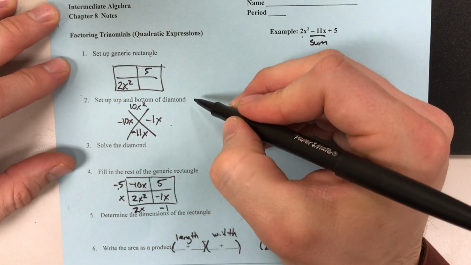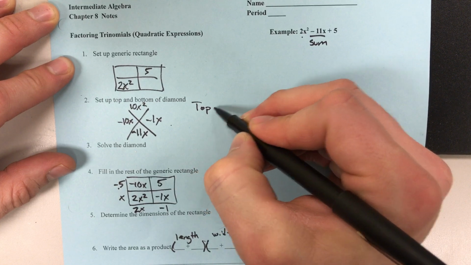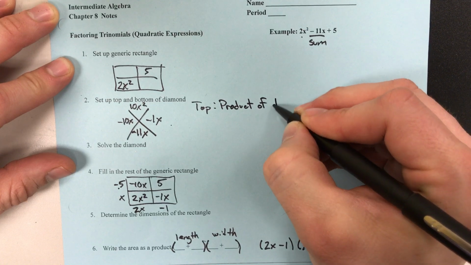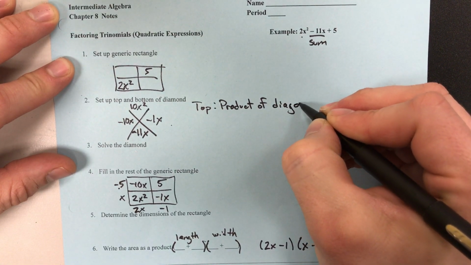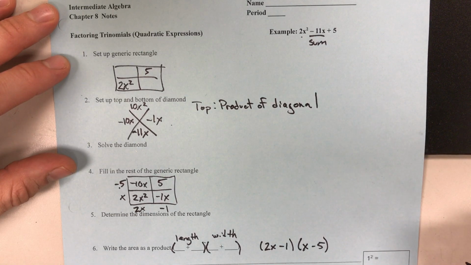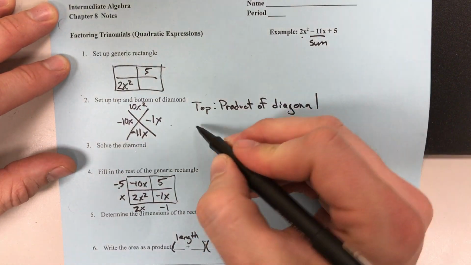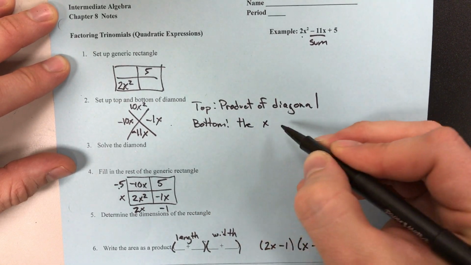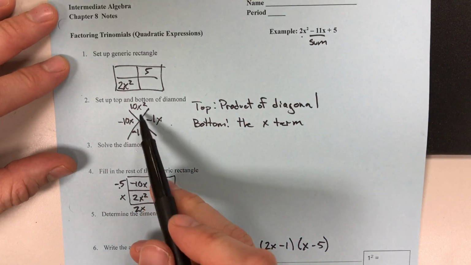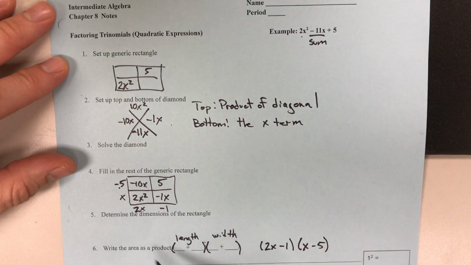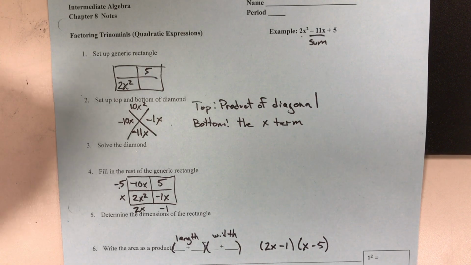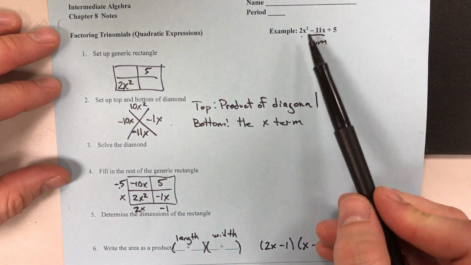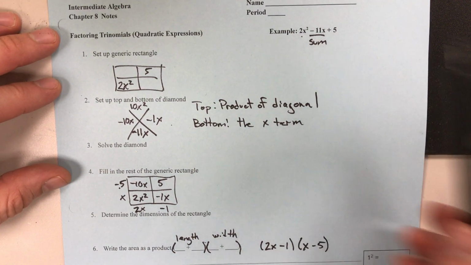So the top comes from the product of the diagonal of the generic rectangle, where the bottom is your x term. It's the x term of your quadratic. Once you have that, you can fill in those boxes, find the dimensions, and that would be your area as a product. So this is a great way to have a step-by-step process to no matter what you're given for your quadratic expression, you should be able to factor it.